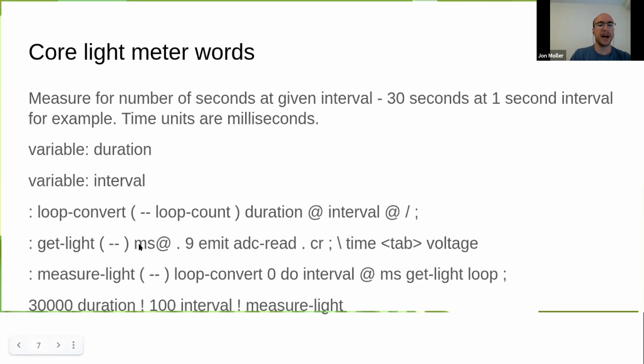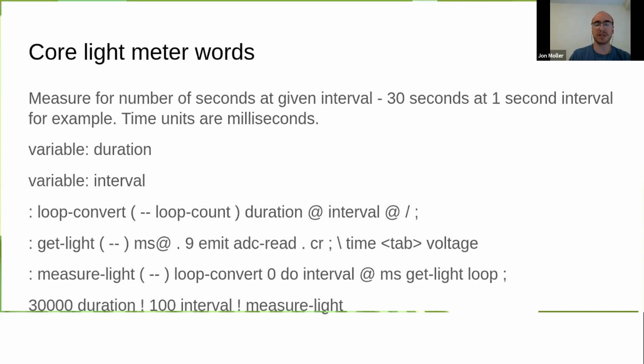This will find the uptime in milliseconds, tab, and then read from the ADC, and then carriage return, so quite simple. And then this measure light word will convert into iterations and then go through a do loop: wait an interval and then get light and repeat.